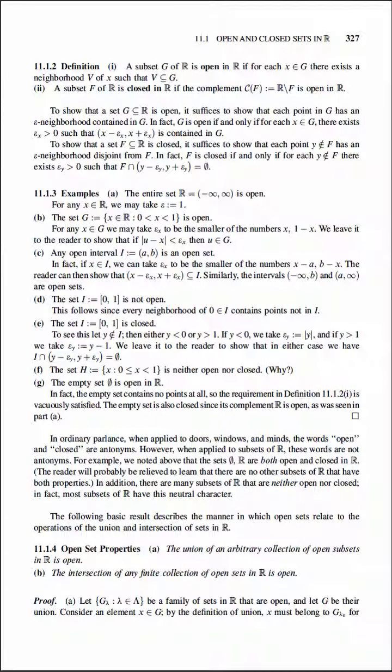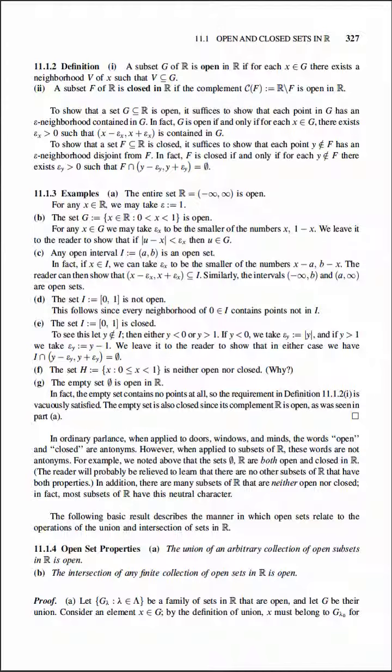We use that definition to define, at the top of 327, the notion of open and closed sets. These are extraordinarily important definitions. You want to really make sure that you know what they mean. And I would work very carefully through the examples in 11.1.3 to get a sense of what sorts of sets are open and what sorts of sets are closed.